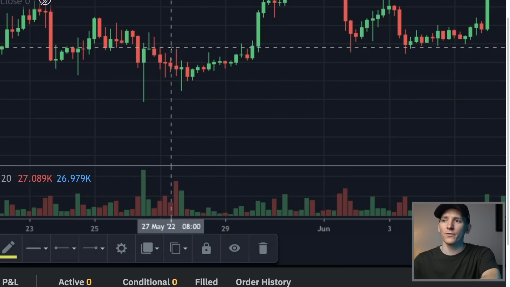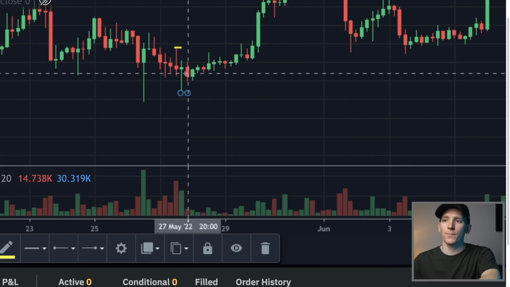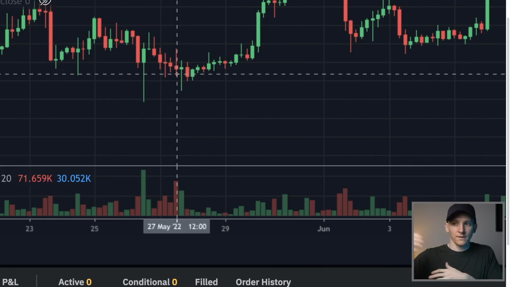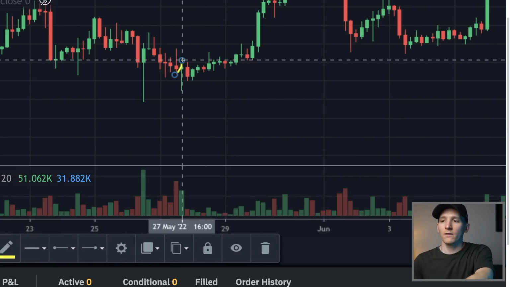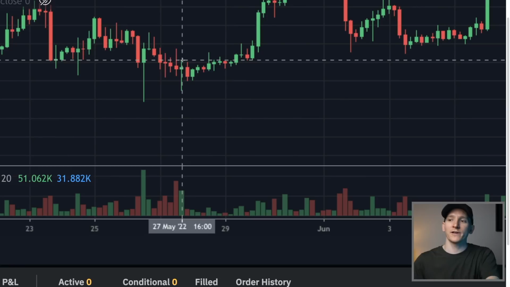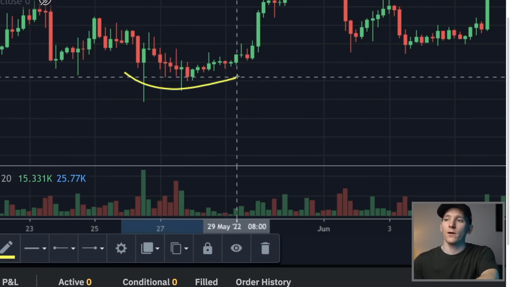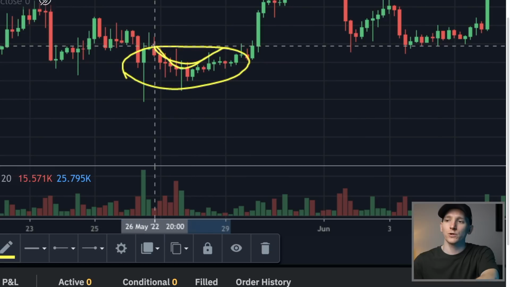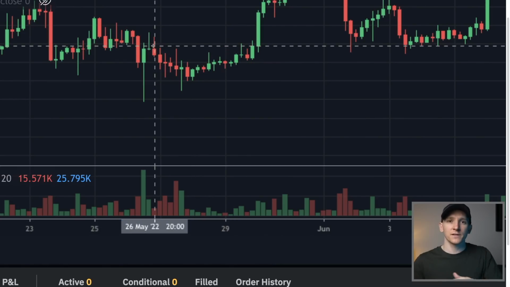But the wicks are very, very long and the bodies are very, very short. So what traders are really telling us is some traders are moving in, trying to buy, some traders are trying to sell, but really the market doesn't know what it's doing. It doesn't know where it's trending. You can see if you look at the other candles, there's no real trend here, right? So real indecision in the market.